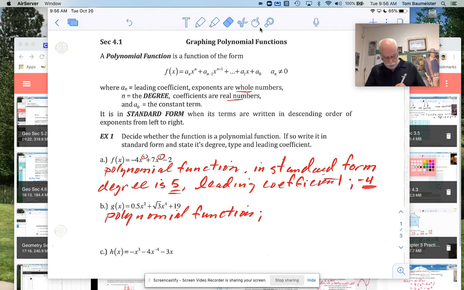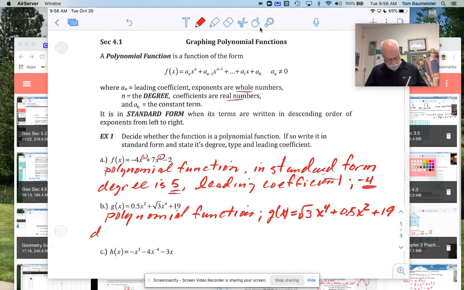So we're going to write g of x is equal to the cube root of 3 x to the 4th, plus 5/10 x squared plus 19.